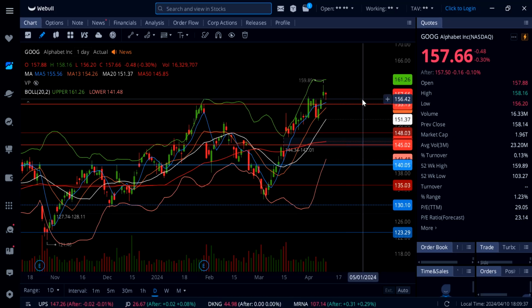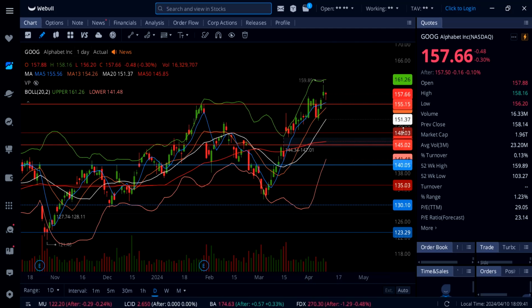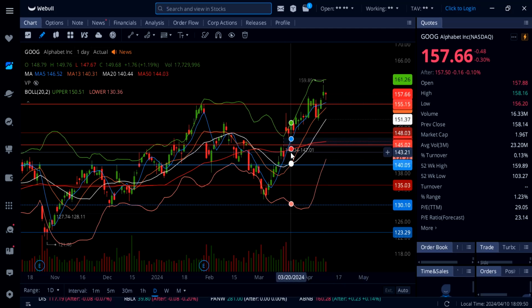Below 155, things will change, and Google stock can come all the way down to 151.37, the rising 20-day moving average. And then we also have strong support down here, 148, and then this gap just below 145.